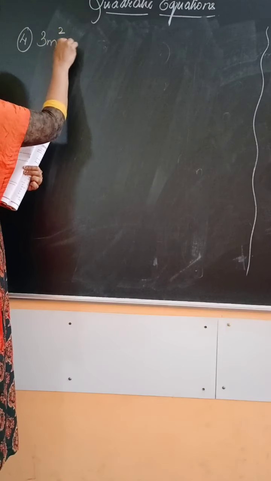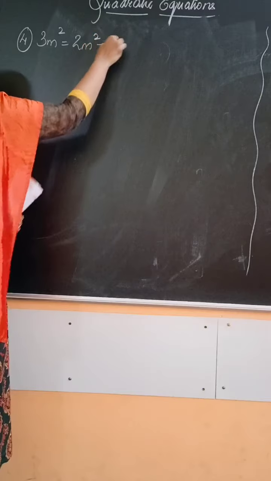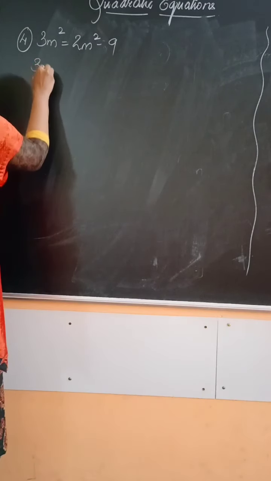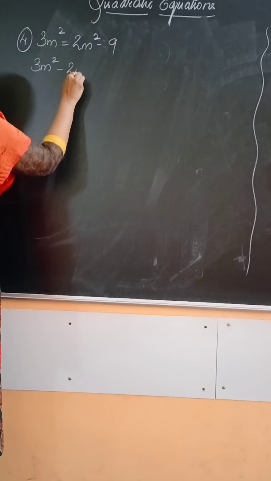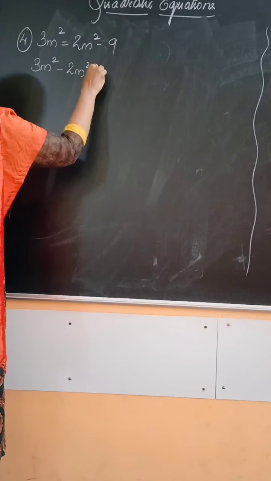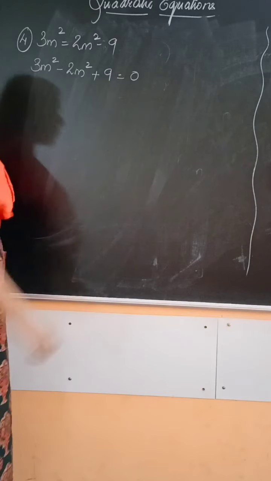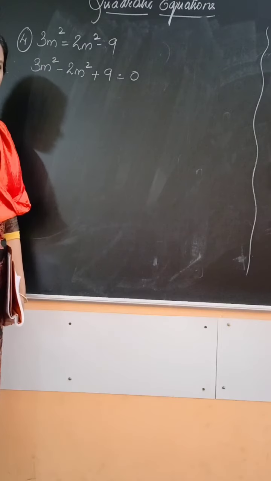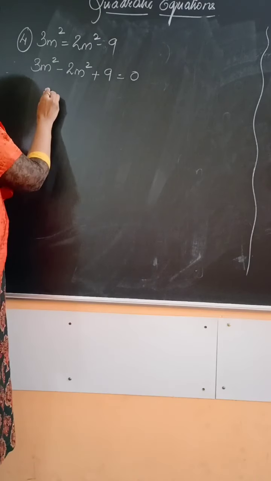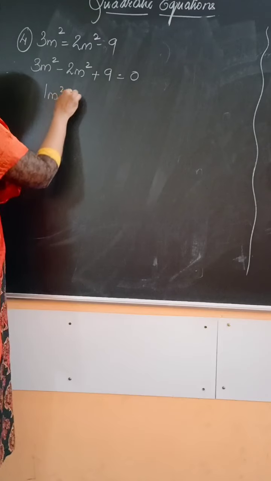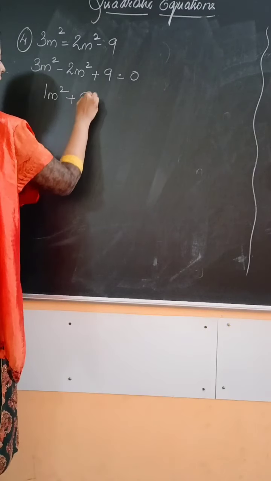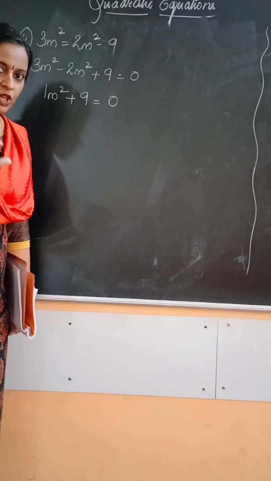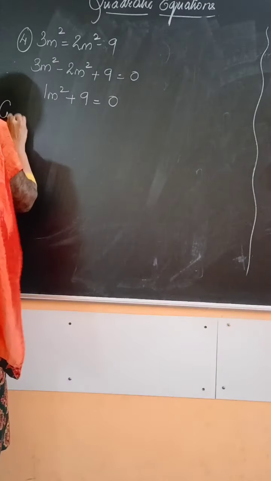3m square is equal to 2m square minus 9. Yeah. 2m square comes to this side. 3m square minus 2m square, minus 9 comes here, becomes plus 9 is equal to 0. Now just compare it with general form. 3m square minus 2m square will be 1m square or only m square plus 9 is equal to 0. Is this in general form? Some terms are missing, no? So what is the general form?